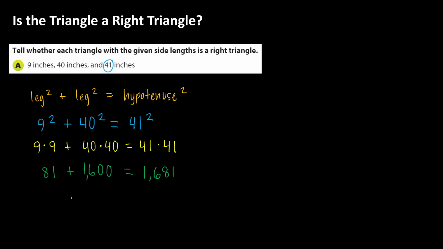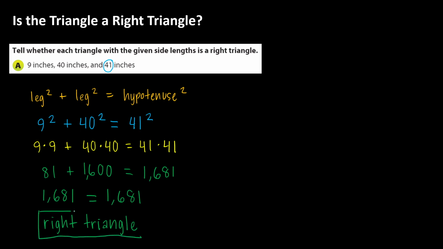So if I add the numbers on the left side, I get 1681, and on the right side, I also have that number, 1681. So the way that we can tell if this is a right triangle or not is if the left side equals the right side. Since it does, this is a right triangle. The triangle that has side lengths of 9, 40, and 41 inches is a right triangle.